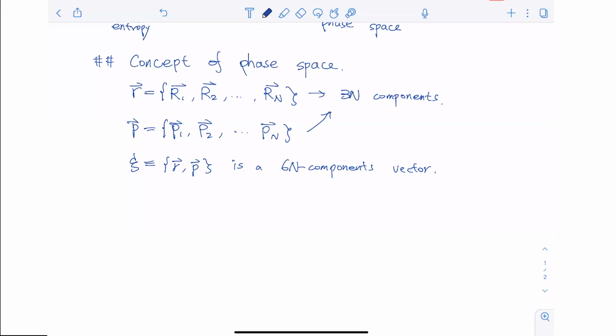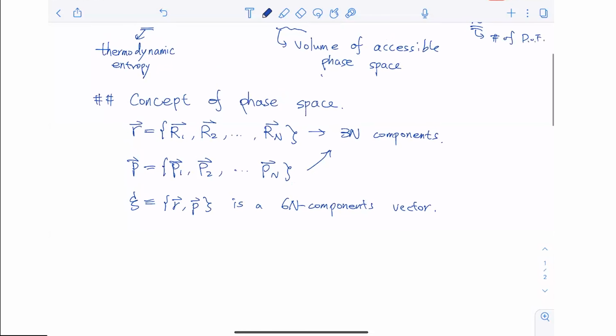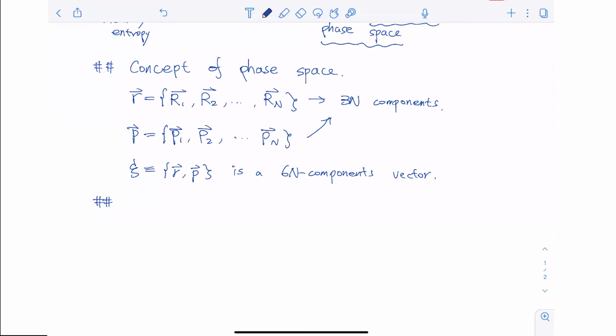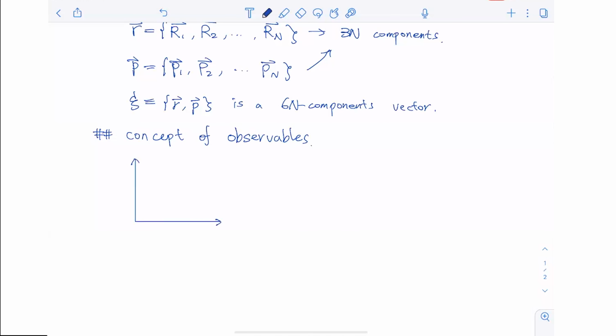So now we define the phase space of our system. We need to describe what we mean by accessible. In order to define the concept of accessible, we first need to define the concept of observable in this scenario. As we mentioned, our system can be described by a point in the phase space. And as time evolves, it could have some very complicated motion.